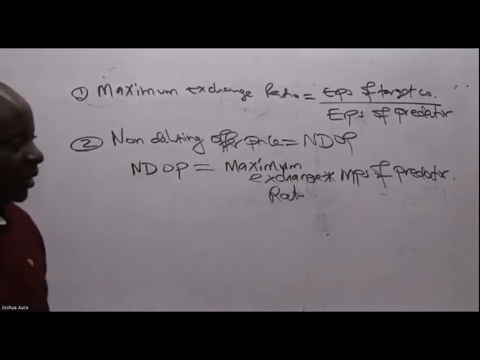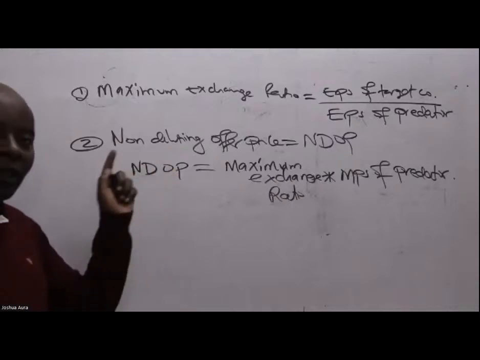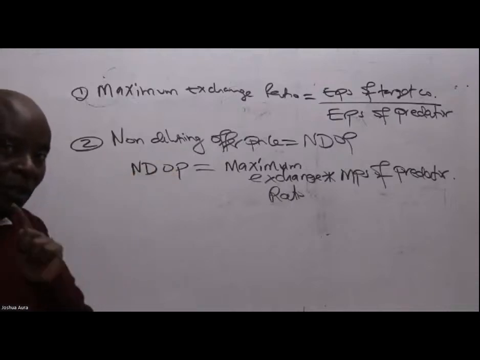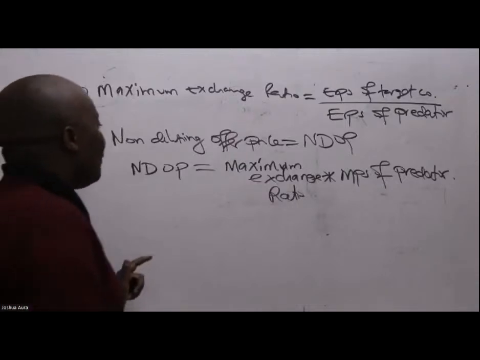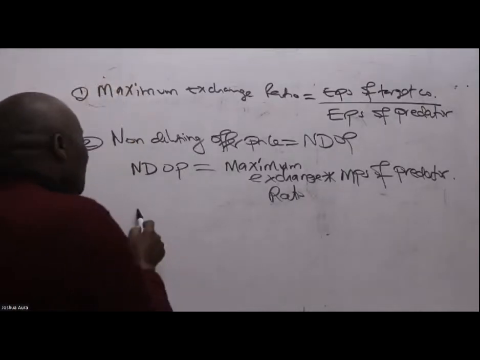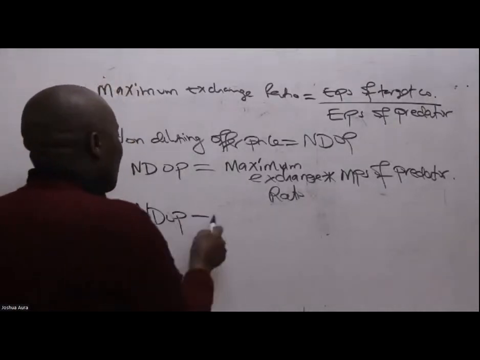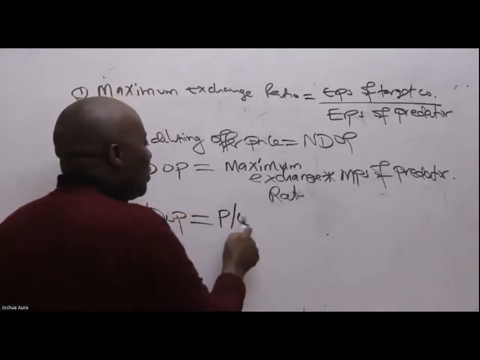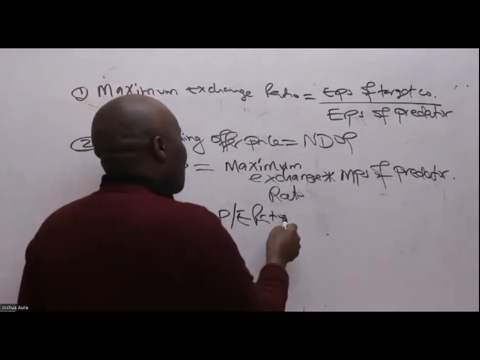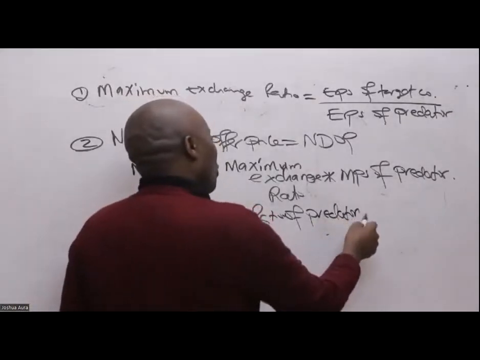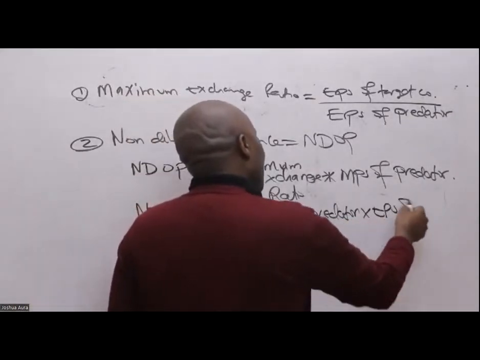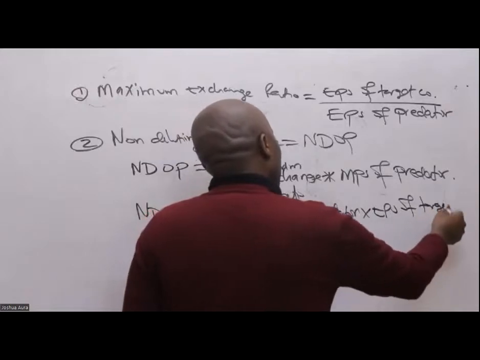Very, very important. And if you would want to derive this, like what I'm seeing Mr. George doing there, Mr. George is a bright student. If you want to derive this, remember we said that NDOP, if you want to use the longer formula, is PE ratio of predator times EPS of target.